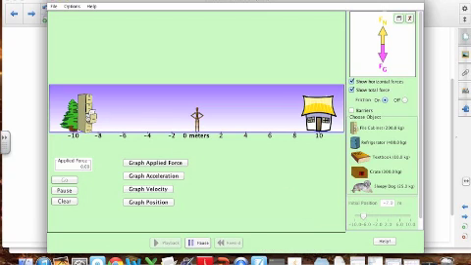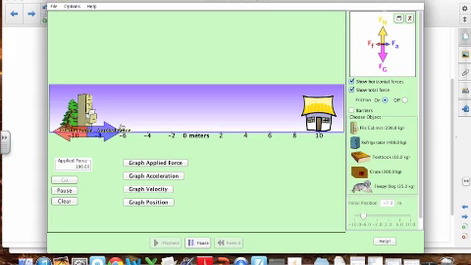Now, watch what happens when we take this file cabinet and our little man tries to push on it. You can see that he's applying a force in blue over to the right, but there's a force that is opposing the applied force.